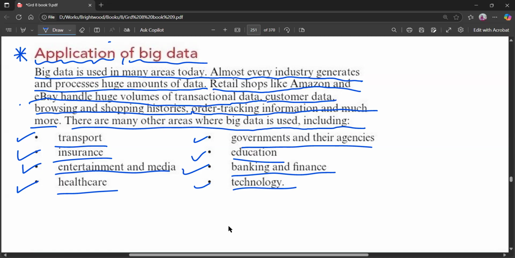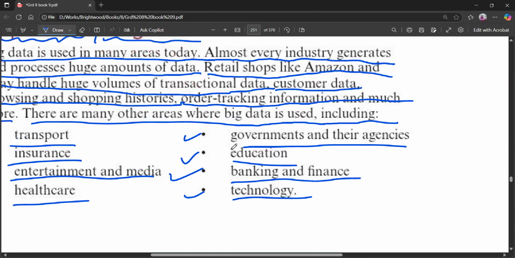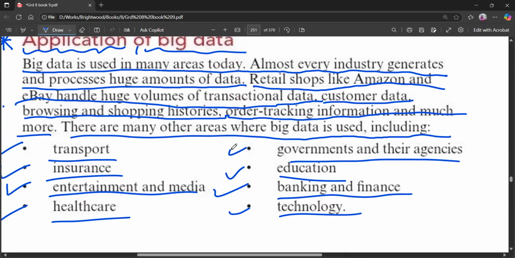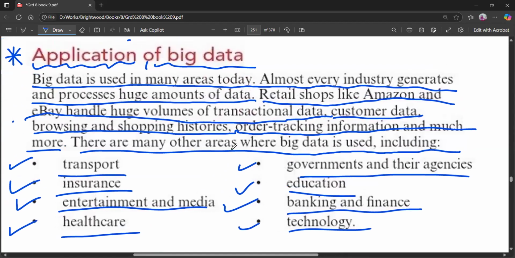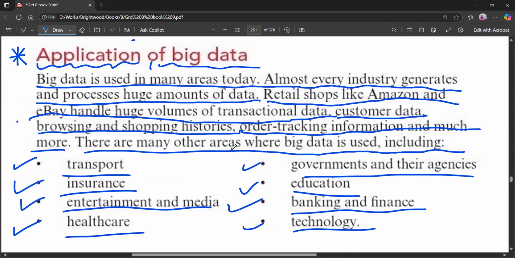Can you please write down these things? I will give you some time. Take your time. This underlined part is the main point regarding the applications of big data. Yes, write it down, please.